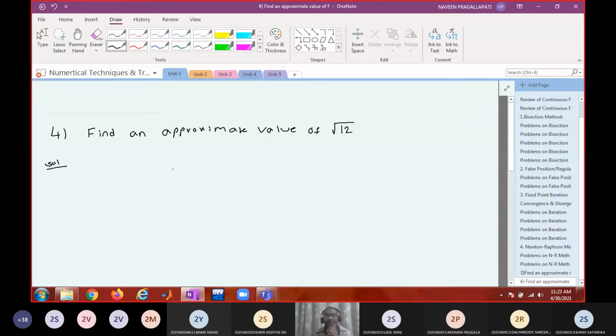First of all, how is the calculator giving the root 12 value? So how do we start? We don't know the root value exactly, so assume that its value is x. Then if you take square on both sides, x square equals 12. This implies that x square minus 12 equals 0. So that means it is in the form f of x equal to 0.